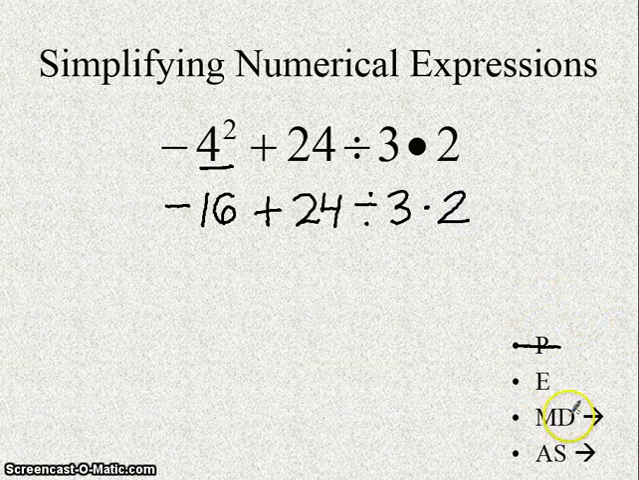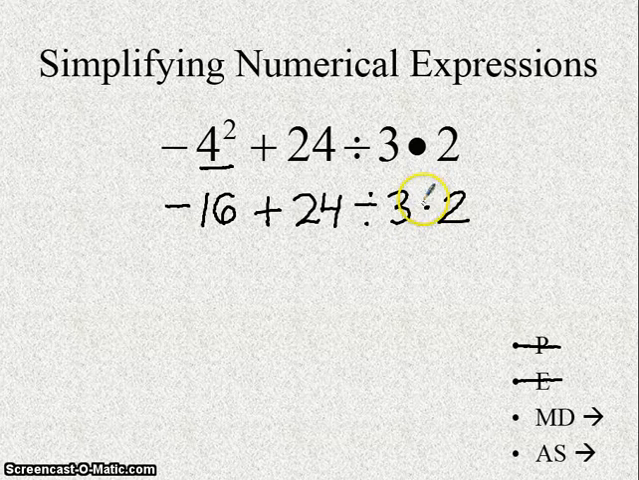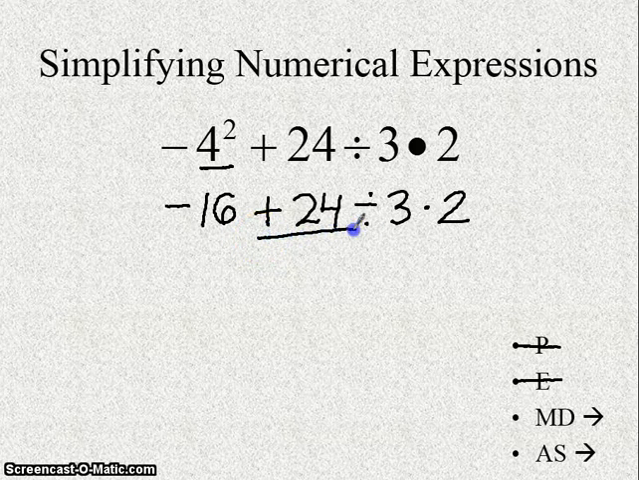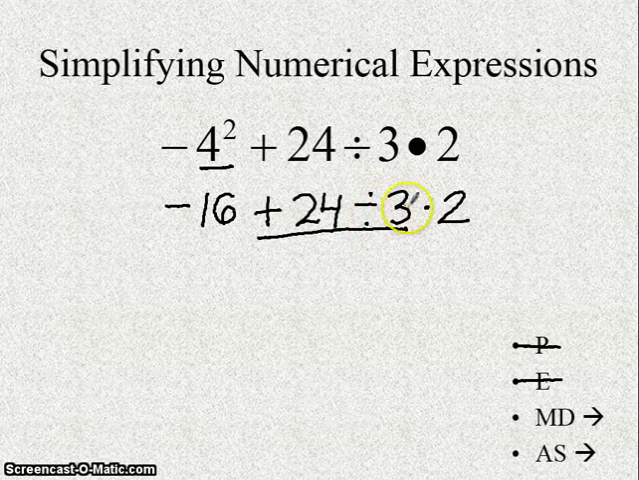Now, reevaluate using our list. Do we have any more exponents? No, so we're finished with that step. Now the next step is to multiply and divide from left to right. Do we have any multiplication or division? Yes, we have both. We have division and multiplication. Which one comes first from left to right? The division. So we have positive 24 divided by 3.